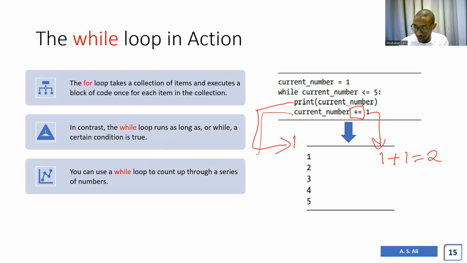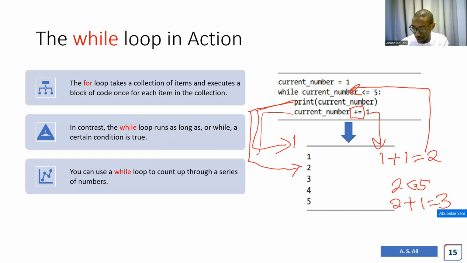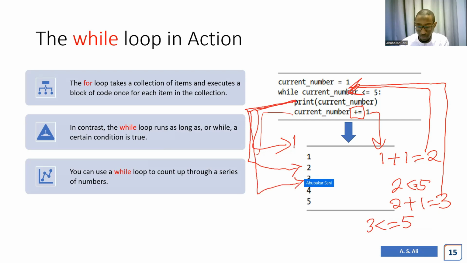So we're going to check, is current number less than or equal to 5? Is 2 less than or equal to 5? That's true, right? Since it's true, we are going to print 2. We printed it out here. Then we add 1 to 2. That's what this line is doing. So 2 plus 1, now it's 3. Then we will check again. Is 3 less than or equal to 5? It's true. Since it's true, we're going to run this line and print 3. Now we have 3. Next, we want to add 1 to 3.